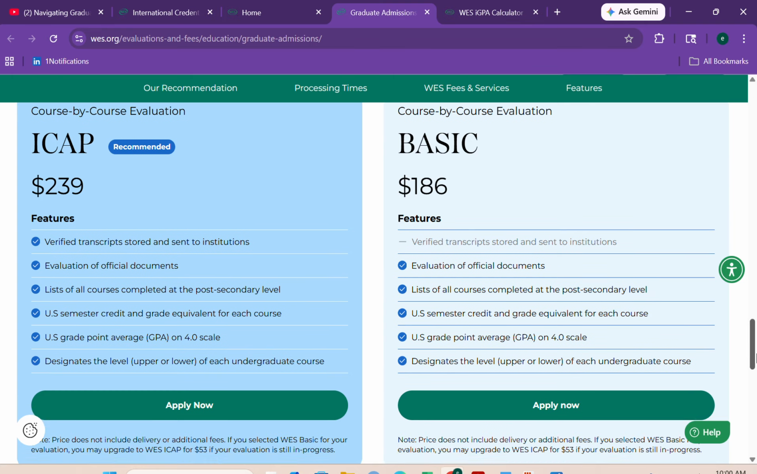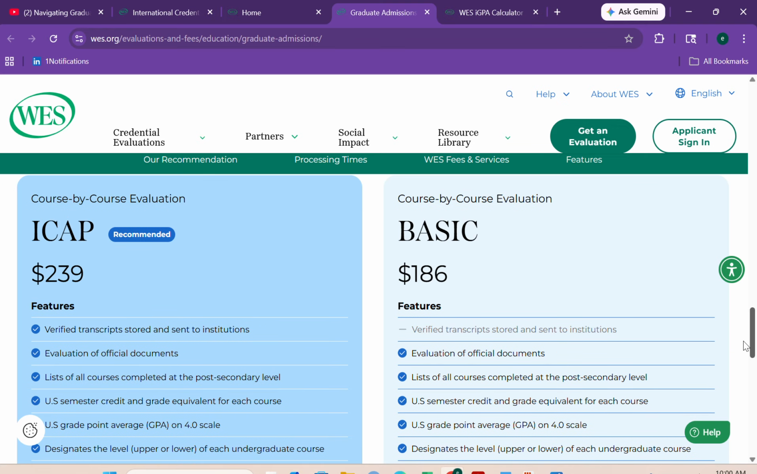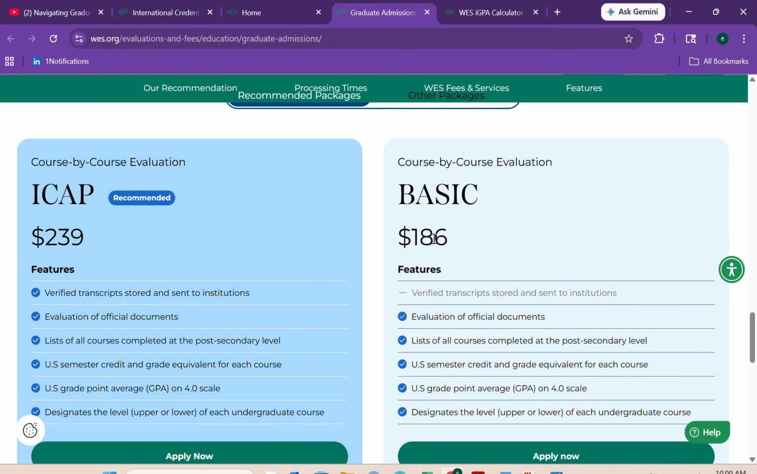Let's say you are evaluating an undergraduate degree to study in the US, this is the total cost for one degree. The ICAP, the recommended one, costs 239 USD, and I've gone through all this already. And then they have the basic, which is 186. I don't recommend you doing the basic. I recommend you do the ICAP, where they evaluate every single course you took during your undergraduate studies.